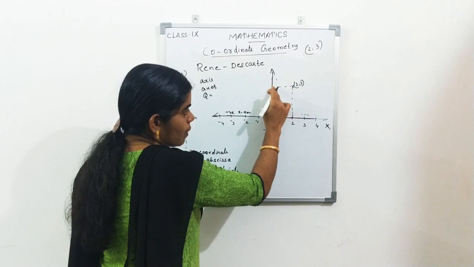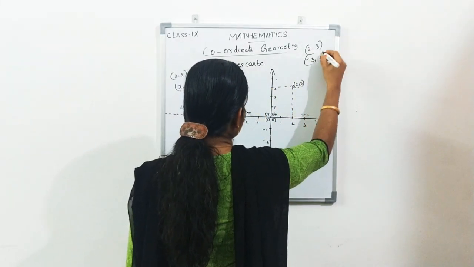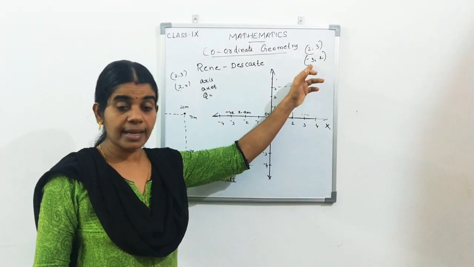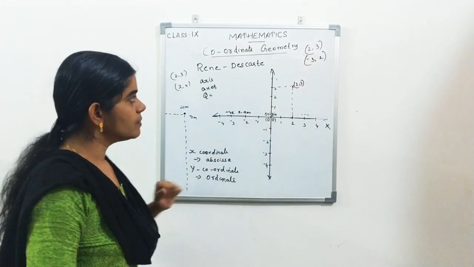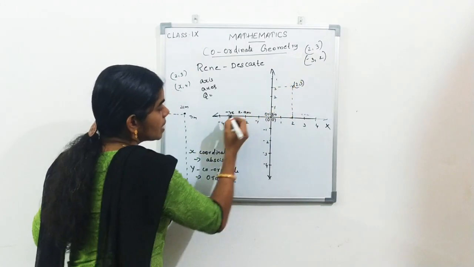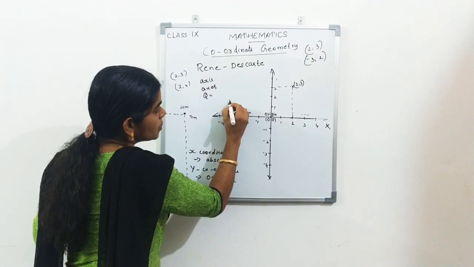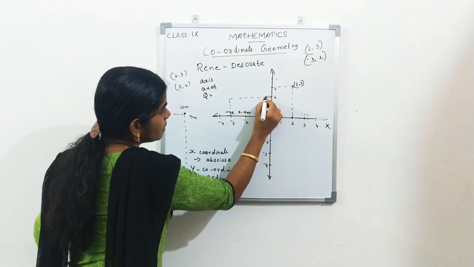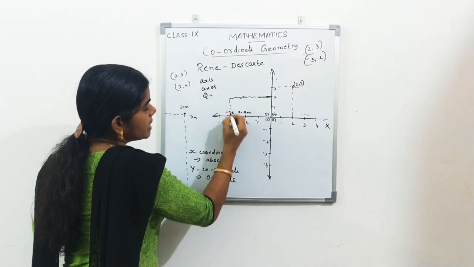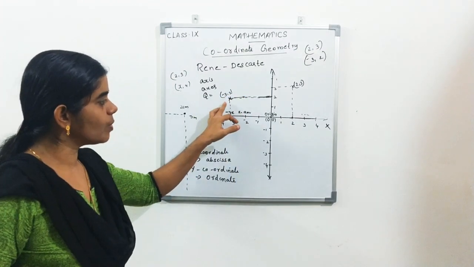X is 2, y is 3. Next, I am saying minus 3, 2 you want to mark. Minus 3, 2. As I already told, the first number will be minus 3. X is negative. Where will the negative x value be here? Y is positive. Minus 3 here, 2 means here will be the 2 value. Therefore, minus 3, 2, this will be the position of minus 3, 2.